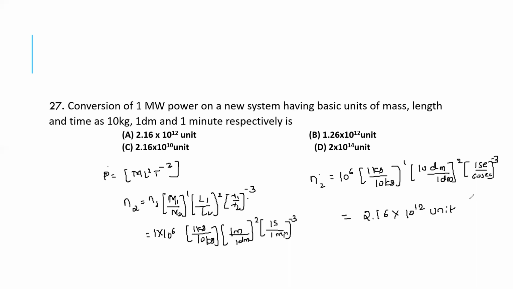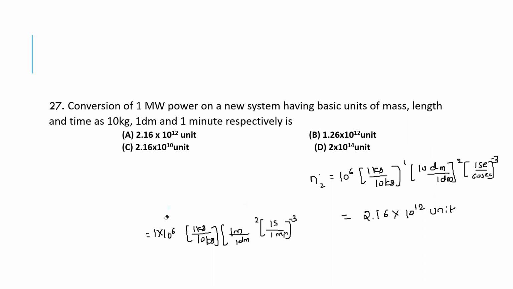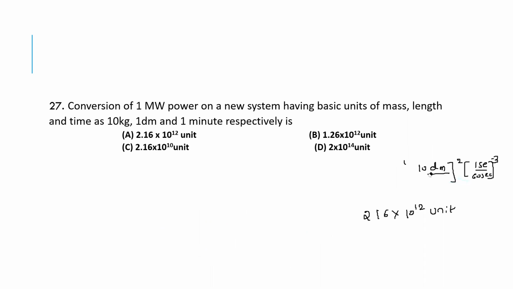So in this slide, we are solving many numericals on the dimensional formula and by using the conversion formula, that is n2 is equal to n1 into bracket, the relation between the two systems. By using that we are calculating. In this question, option A is the right option. Okay, let us see the next question.